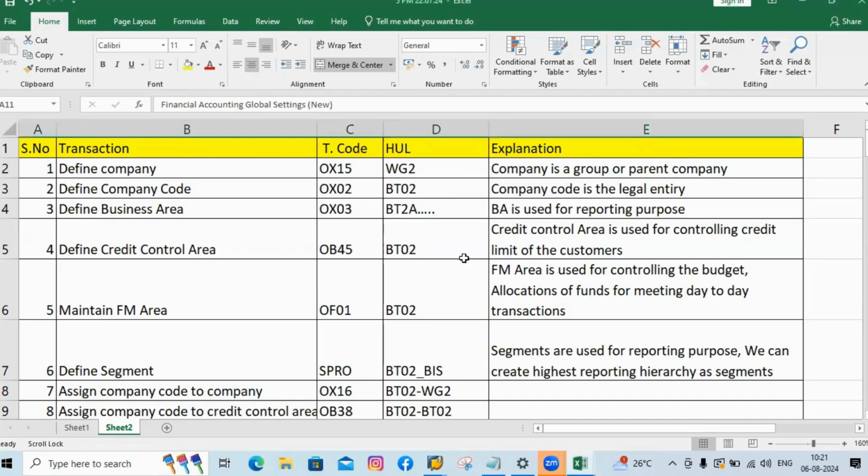Fine. Before starting the session, I would like to ask you some questions. Could you please help me with these answers? Okay. So, what is the use of retained earnings account?